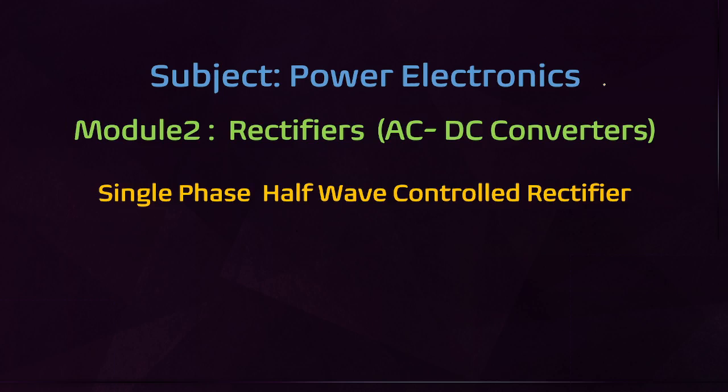Continuation of important observations from power electronics concepts. In this session, with respect to Module 2 rectifiers, that is AC to DC converters, I would like to discuss the concept of single phase half wave control rectifiers.